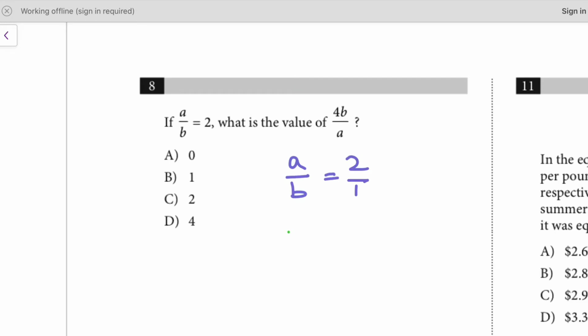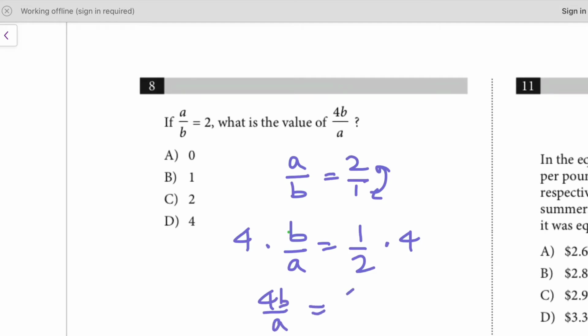And next, I'm going to flip these. So I'm going to write down B over A equals 1 over 2, because I'm taking the reciprocals of both. And the third and last step is to multiply both sides by 4. So I end up getting 4B over A equals 4 over 2, which is 2, which is answer choice C.